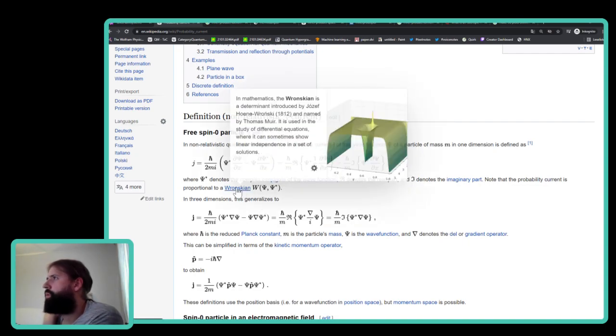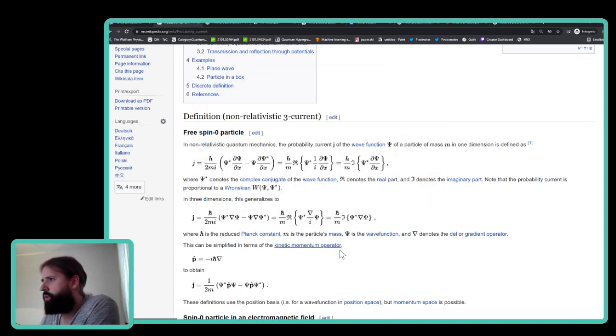In mathematics, the Wronskian is a determinant introduced by Joseph von Wronski and named after him. It is used in the study of differential equations, where it can sometimes show linear independence in a set of solutions, whatever. In three dimensions, okay, so we are probably looking at the three dimensions case, I don't know. It generalizes to this, where h bar is the reduced Planck constant, m is the particle's mass, psi is the wave function, this is a delta, the gradient operator. This can be simplified in terms of the kinetic momentum operator.